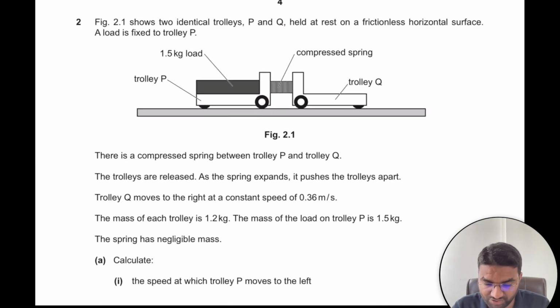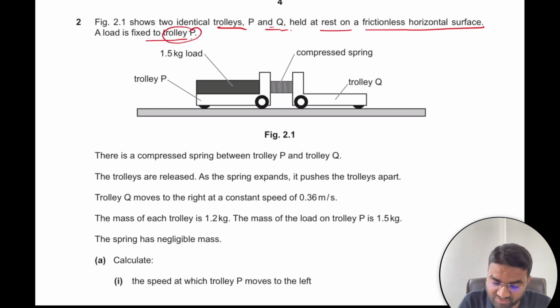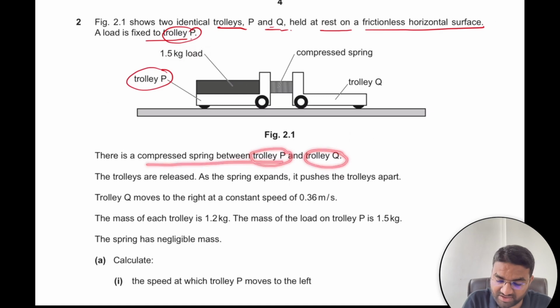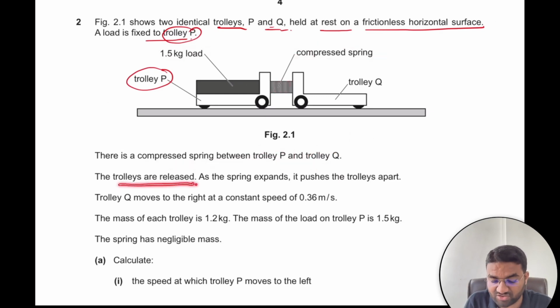So here question 2 says that two identical trolleys, P and Q, are held at rest on a frictionless horizontal surface. A load is fixed to the trolley P. So here we have a trolley P and the load fixed is 1.5 kg. There is a compressed spring between trolley P and Q. Here, the compressed spring, the trolleys are released. As the spring extends, it pushes the trolleys apart. Fine. Once you release the spring, they move apart. This simple mechanism is there.